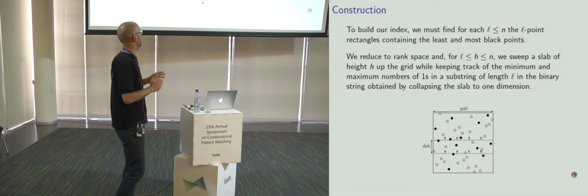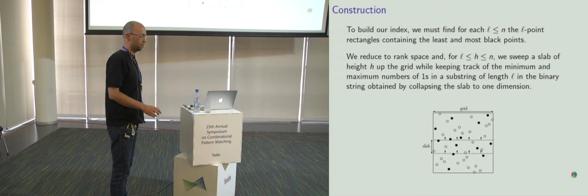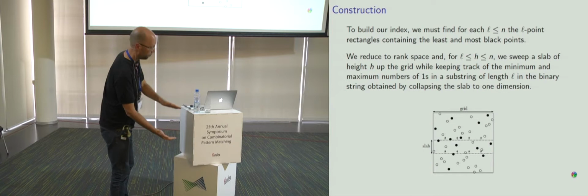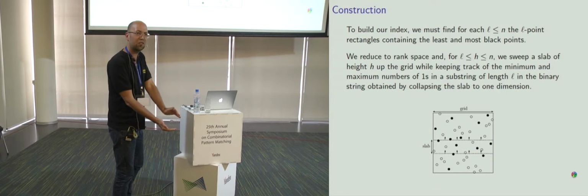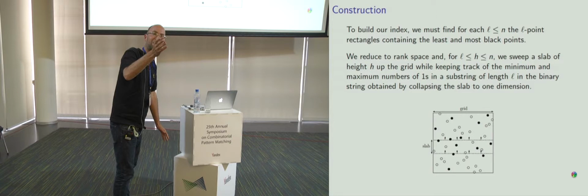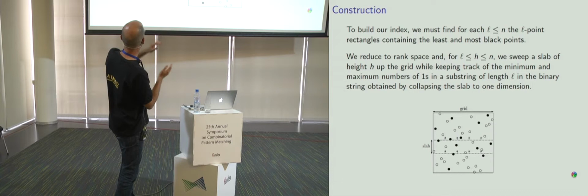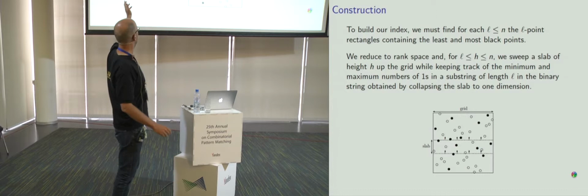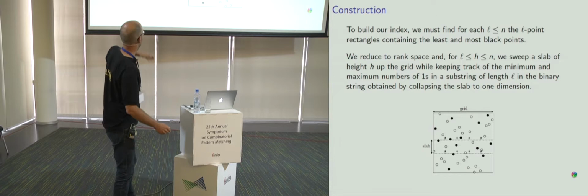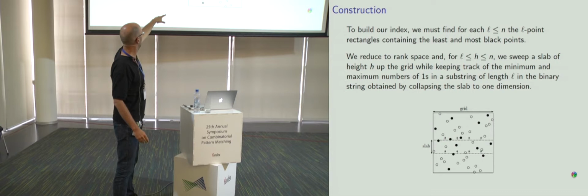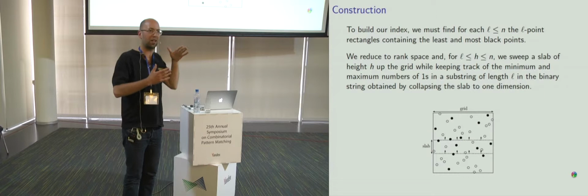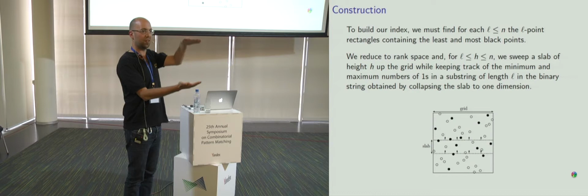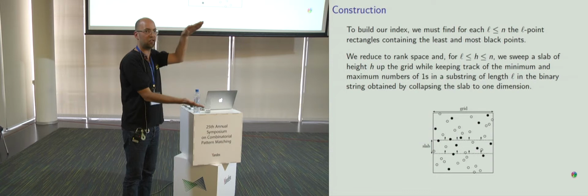This idea we sort of semi-copied from an earlier computational geometry paper. You choose a height, which is going to go between 1 and n, and you take a slab of that height. This also feels very familiar for some of us. Slabs have come up. So you slide the slab up, with rank space reduction naturally. We slide a slab up of height h while keeping track of the minimum and maximum number of ones in the substring of length l in the binary string obtained by collapsing the slab to one dimension. You collapse the slab and you get something like 0, 1, 0, 1, 0, 0, 1, 0, 1. So you consider rectangles that have that height. Now I know the upper and lower boundaries of my rectangle, so I just have to worry about the left and right, and basically that squashes everything into one dimension.